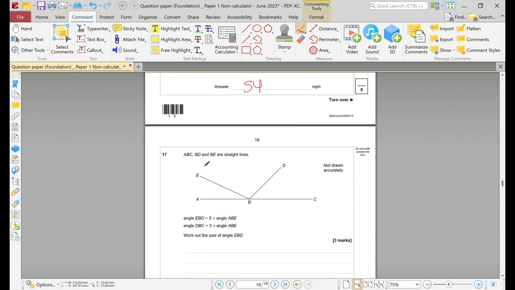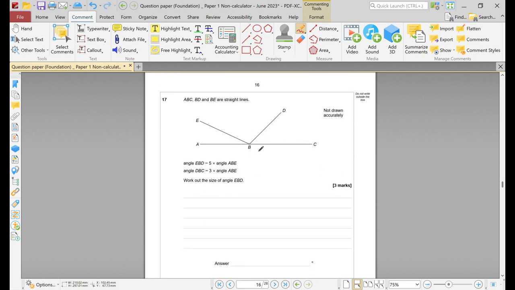Question 17. These are straight lines. EBD is 5 times ABE. And then DBC is 3 times ABE. Work out the size of the angle EBD. Right, so they're all related to each other.